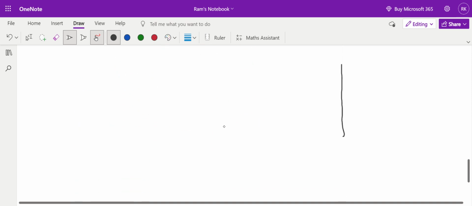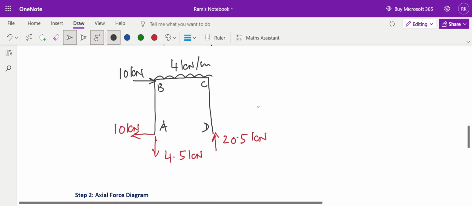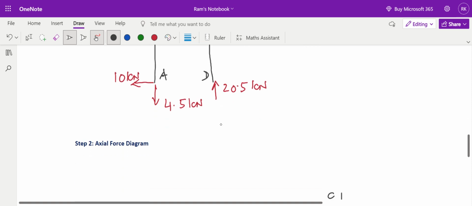So the first force, that was the reaction at D, is 20.5 kilonewton. We cannot change it, we cannot alter it. 20.5 kilonewton. This is point D, this is point C, and the distance is 5 meters. There is no other force acting on CD.